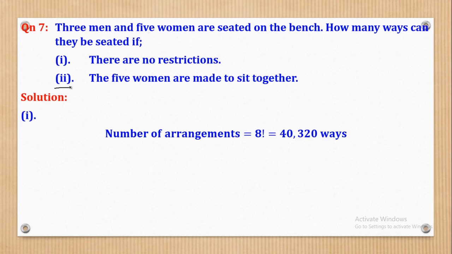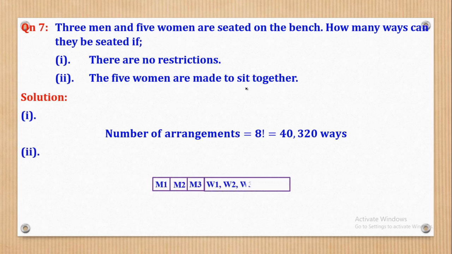That was Roman 1. What about Roman 2? Roman 2, they said 5 women are made to sit together. That means we need some illustration. So M is for the men, and W is for the women. So these are 3 men and 5 women. Now the 5 women are meant to sit together, which is why they are grouped together into 1. That means that these ones are taken as 1, therefore we take 1, 2, 3, 4. That is why you see 4 factorial there.